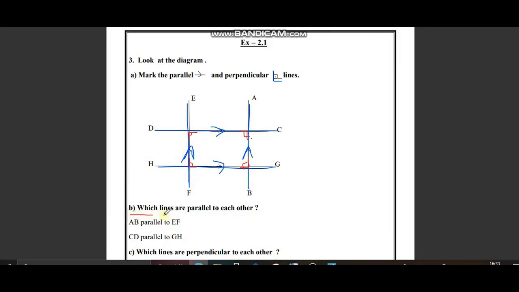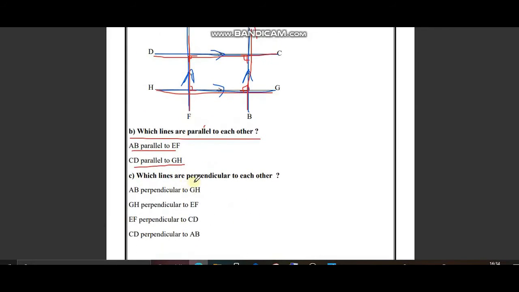Part B asks us to detail which lines are parallel to each other. We have done the marking, and now we have to write it. As I said, the AB line, the line parallel to it, the opposite line, was EF. So I have written AB parallel to EF. What about CD? CD parallel to GH. Parallel is exactly opposite line.